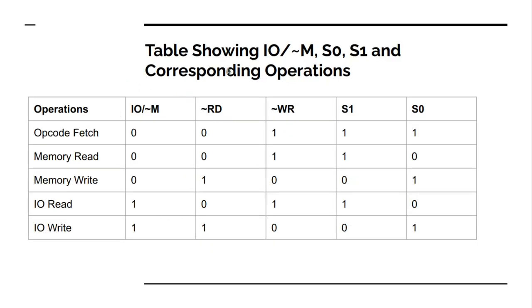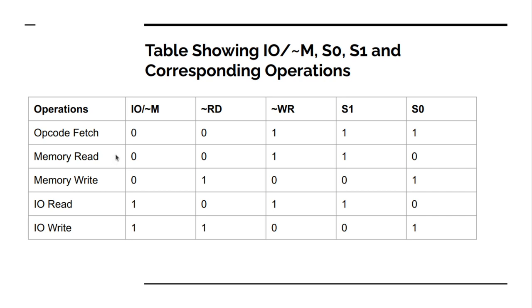Now let us see a table which completely shows how everything is working from the input output memory, read, write, S1 and S0 status signals. So first of all, let us see from here. S1 and S0 are 1, that means it is a fetch operation. Then if WR bar is 1, that means it is a read operation. So it is an opcode fetch.